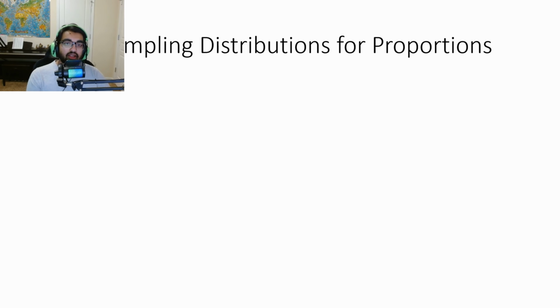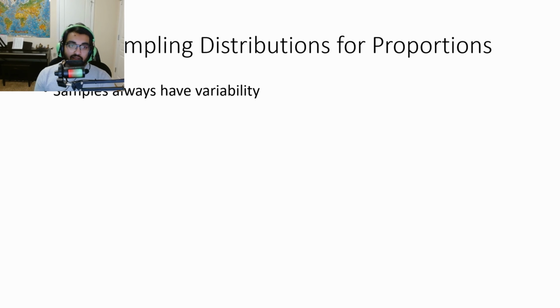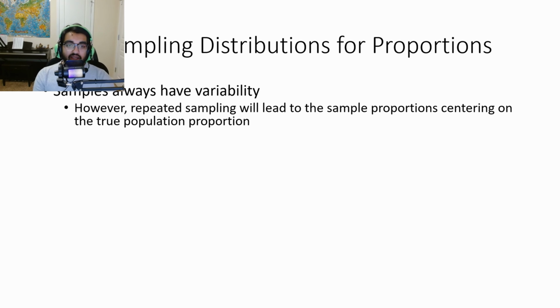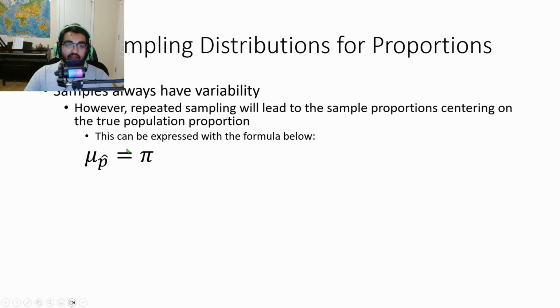Now, sampling distributions specifically for proportions, let's talk about that a little bit. Samples are always going to have some variability, and basically sampling distributions measure that variability. So repeated sampling will lead to the sample proportion centering on the true population proportion. This can be expressed with the formula mu sub p hat equals pi. This means the average of all your p hats is equal to the true population proportion.